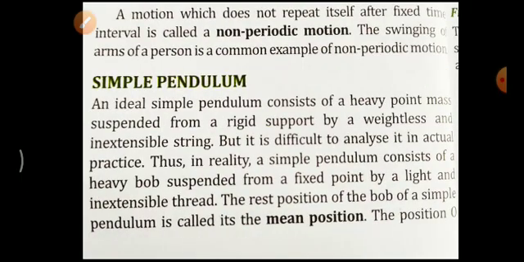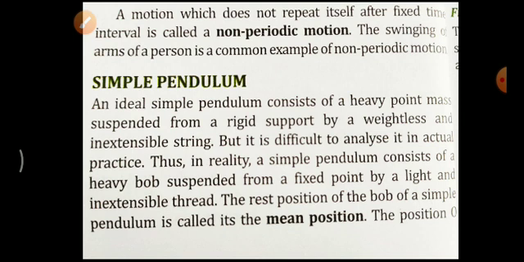Simple pendulum. An ideal simple pendulum consists of a heavy point mass suspended from a rigid support by a weightless and inextensible string. Specially, that simple pendulum is made up of one thread, which is attached or suspended from a rigid support by a weightless and inextensible string. That string should not be extensible, it cannot be expanded. Inextensible string we will have to take, and one heavy point mass will be there. That one is called the bob of the simple pendulum.